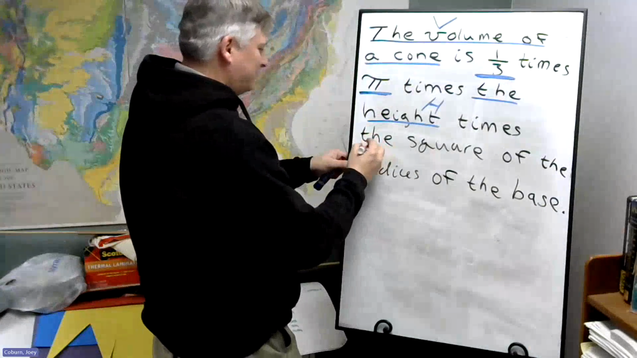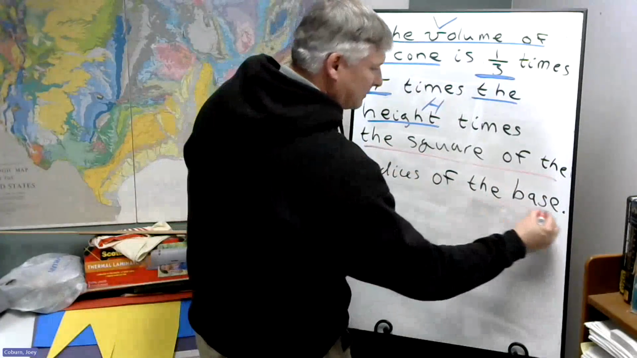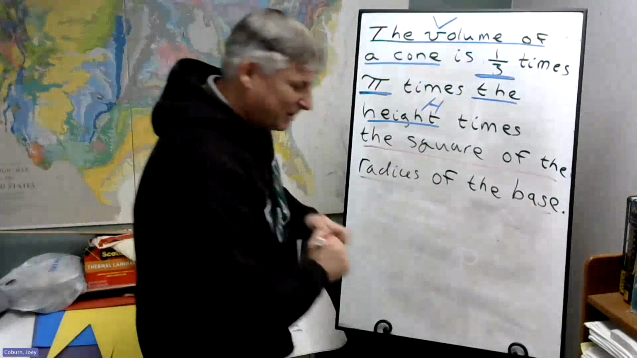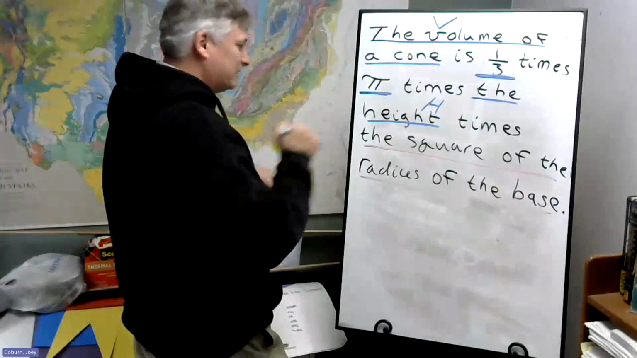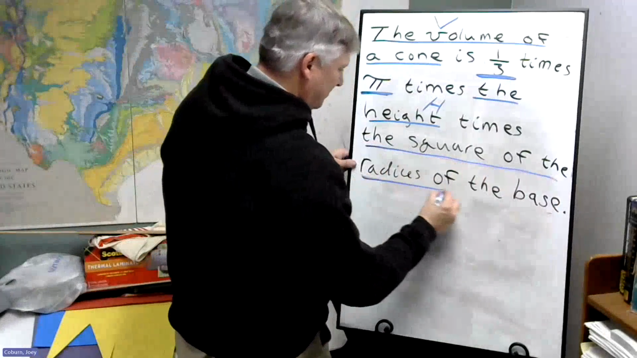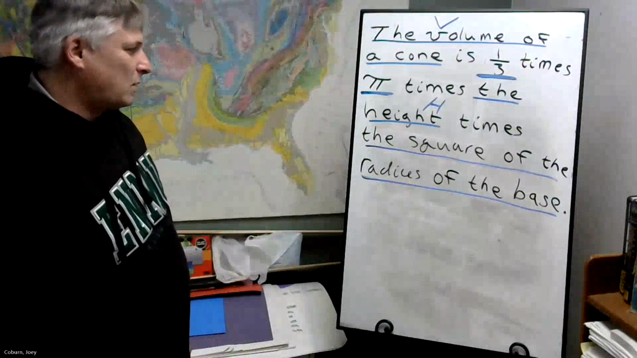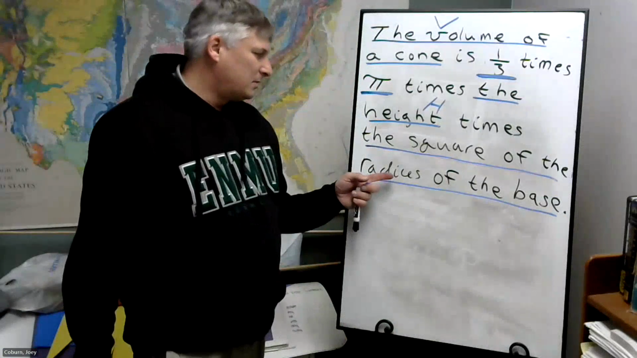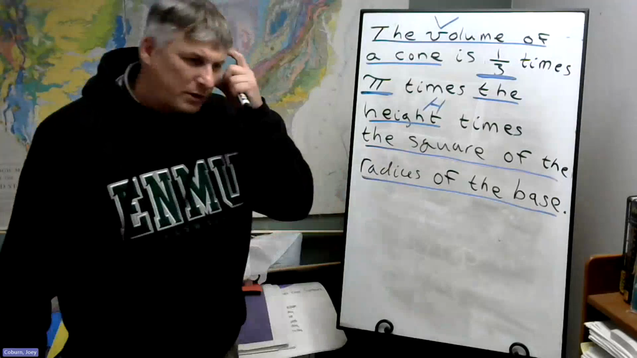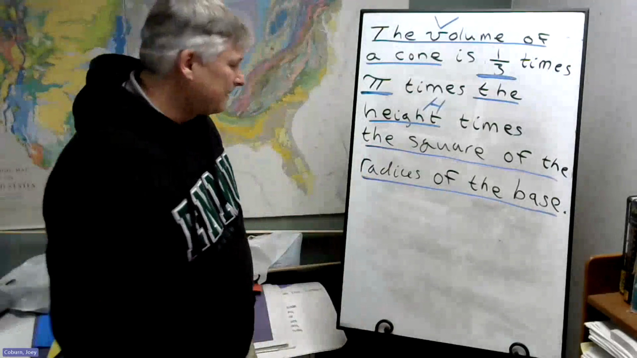I'll use that red pen just so they stand out. Hopefully they do. It doesn't really come through. I guess I better use the blue. The square of the radius of the base. Well, the square of something, what are we squaring? Well, we're squaring the radius.